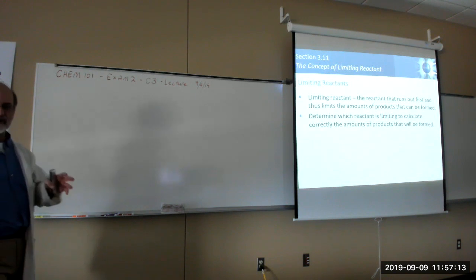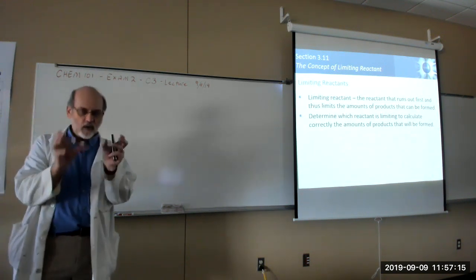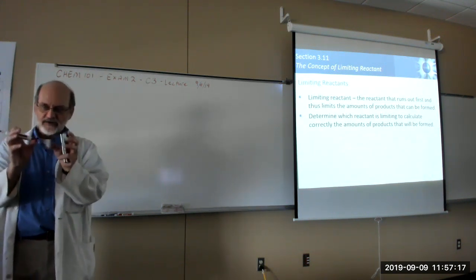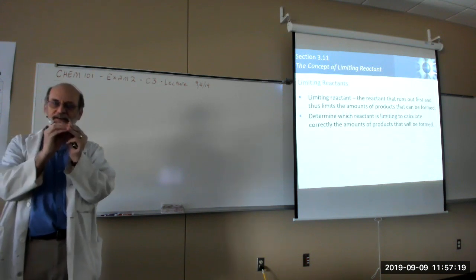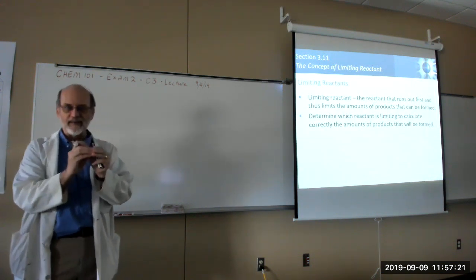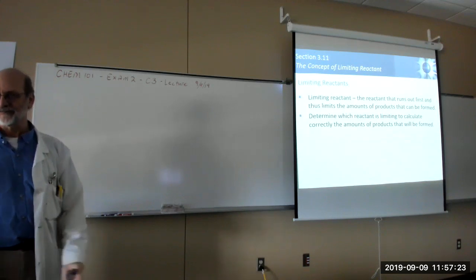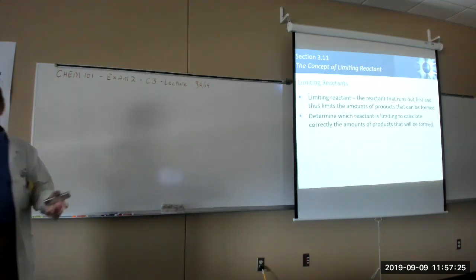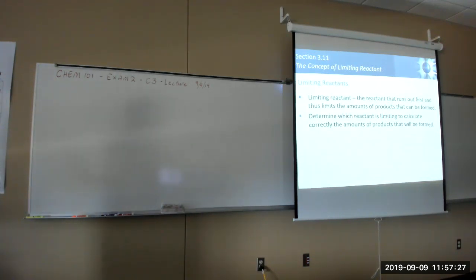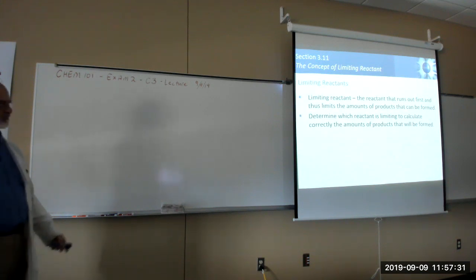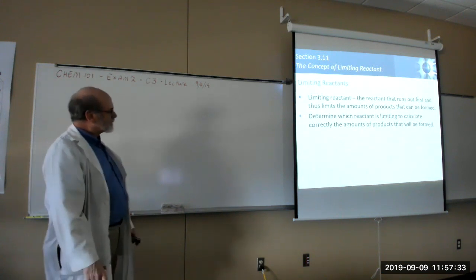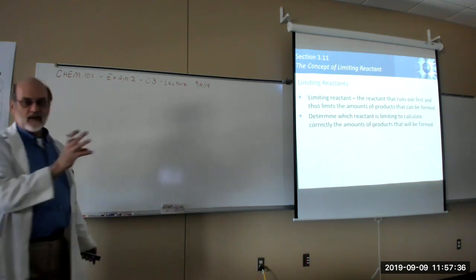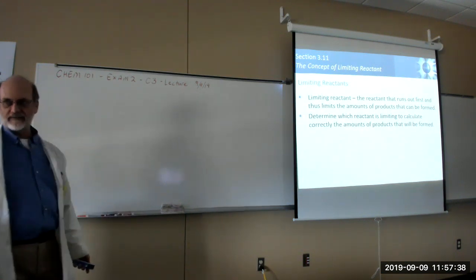Because it's impossible to get exact stoichiometric amounts of each to where they only react and they're both consumed at the same time. That's theoretical. Experimental error, measurement error alone says that one of them is going to be limiting. One of them runs out first. So that's the limiting reactant, the one that runs out first.